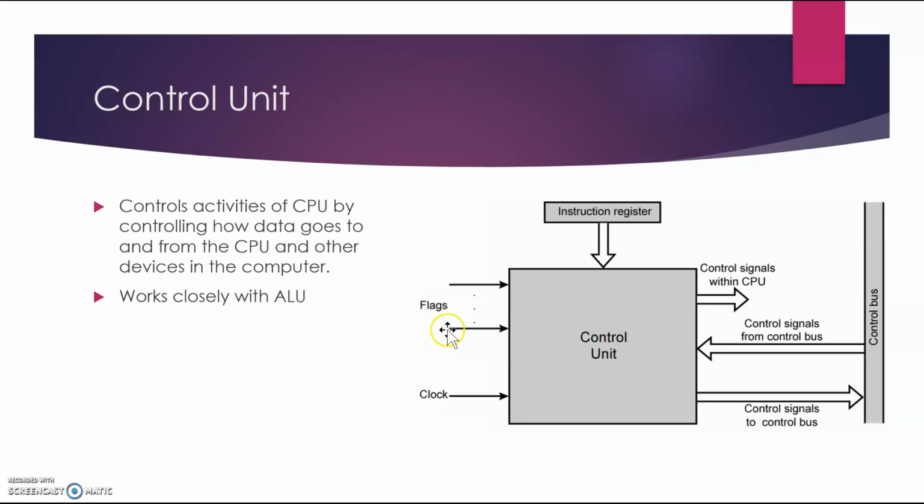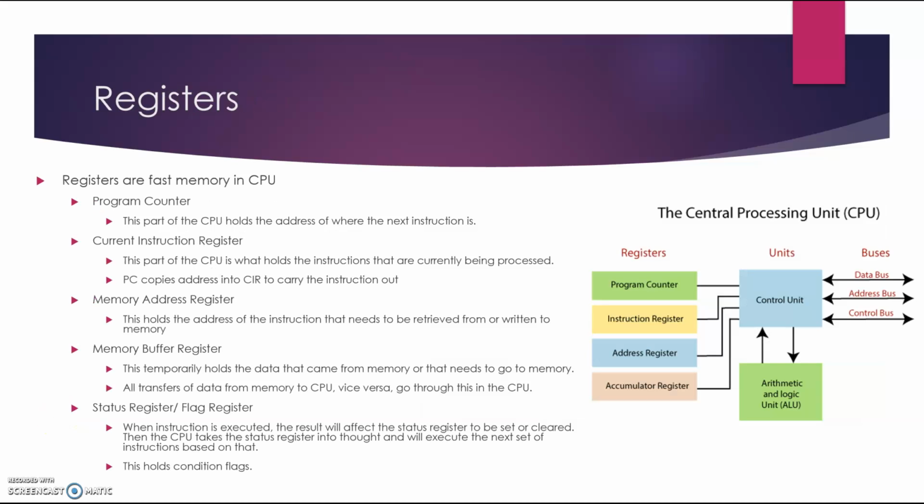And now let's talk about registers. What is the instruction register? So registers are fast memory in the CPU. There's different kinds. I have 5 listed out right here. There's a program counter, also PC is what it is called, or referred to as the abbreviation of it. This part of the CPU holds the address of where the next instruction is. So this holds the address, not the data, but the address of where the next instruction is.